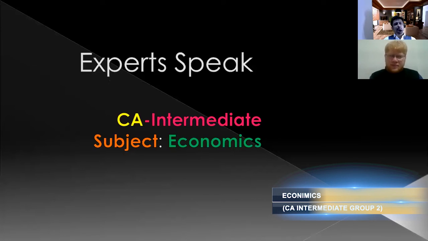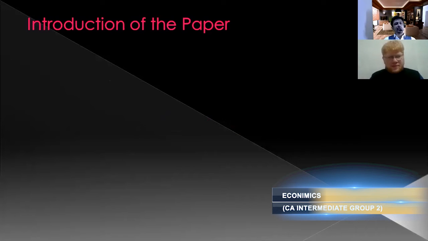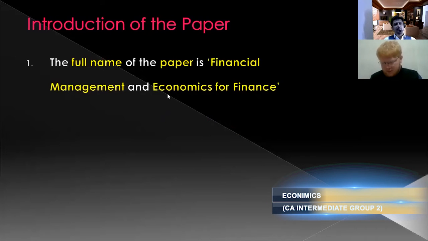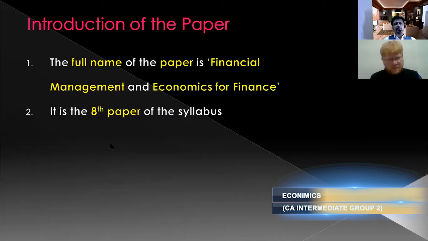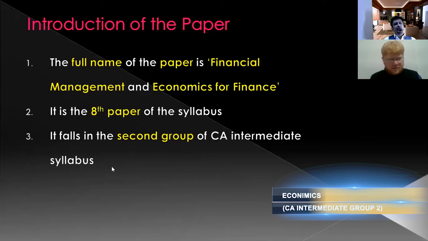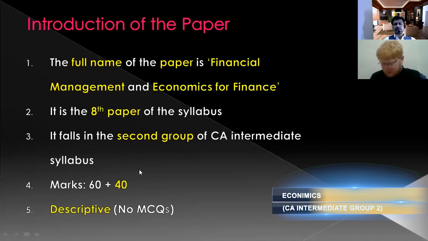So this is the basic introduction of the paper. The full name of the paper is Financial Management and Economics for Finance. This is the 8th paper of the syllabus, and it falls in the second group of the CA Intermediate syllabus. The total marks are 100. FM carries a weightage of 60%, whereas the remaining 40% is the weightage of Economics for Finance. And this entire paper is descriptive. That means students will not have any multiple choice questions in this entire paper. So this is the basic introduction of the paper, sir.